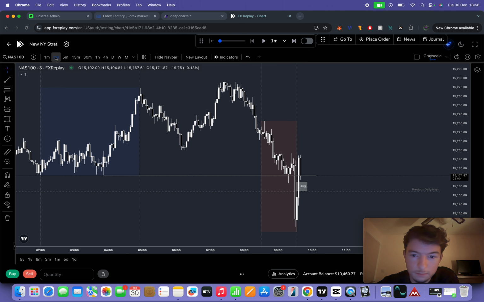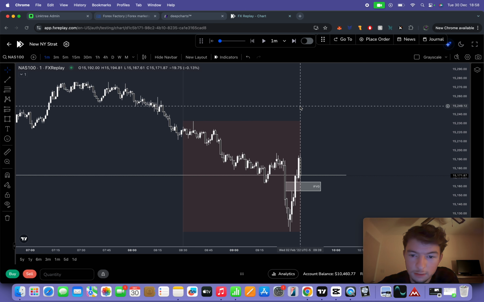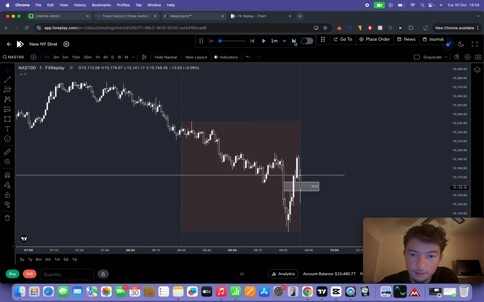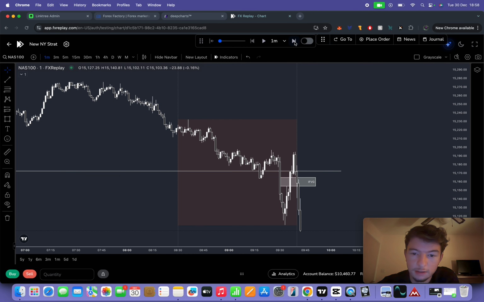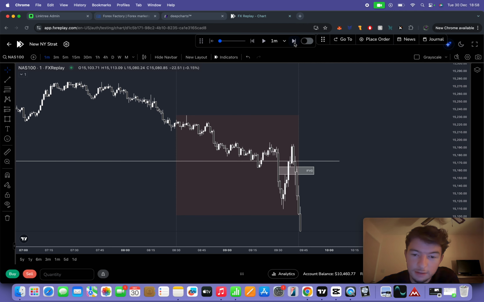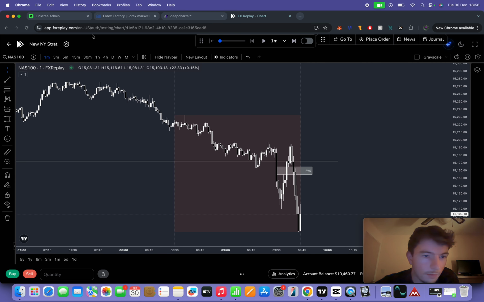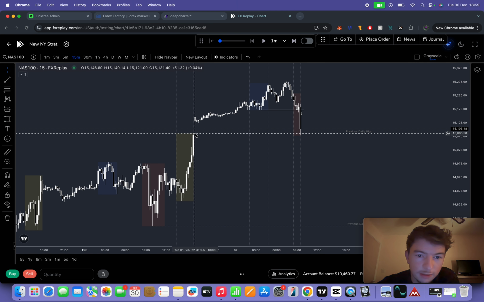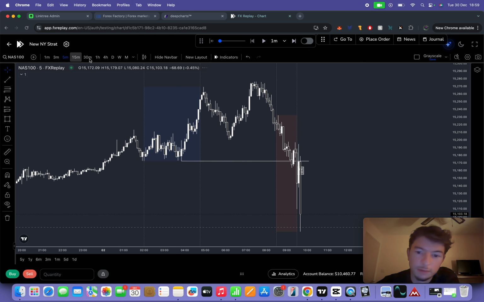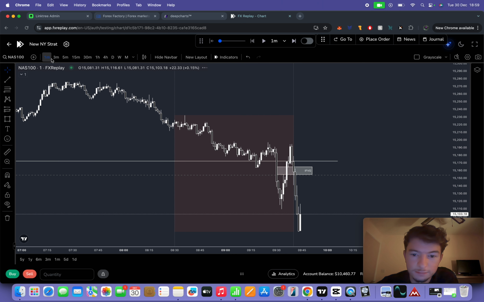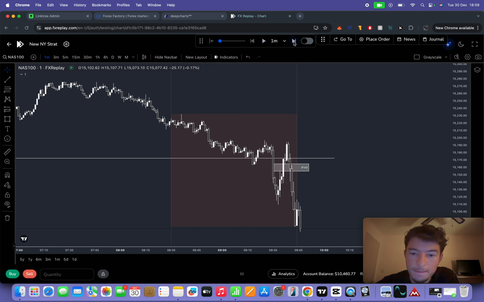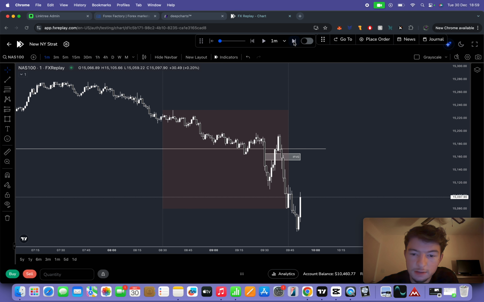What are we now? 9:39. Let's wait for the candle print down and reaction. Okay, yeah, so that is a nice continuation. Further sweep to fill this gap. We'll have another look, see if we get another reaction. And continuation.